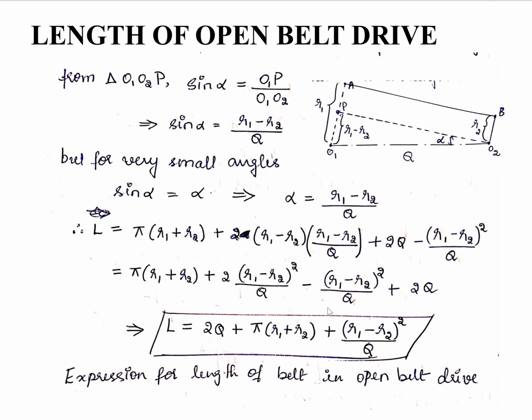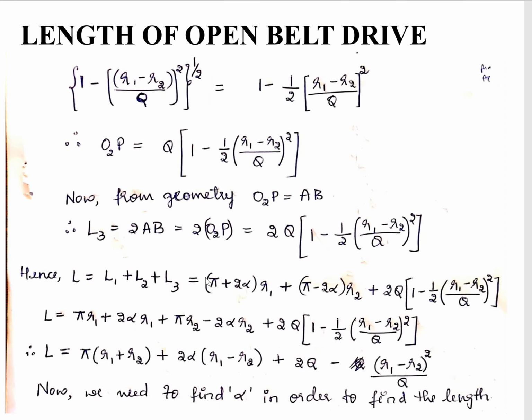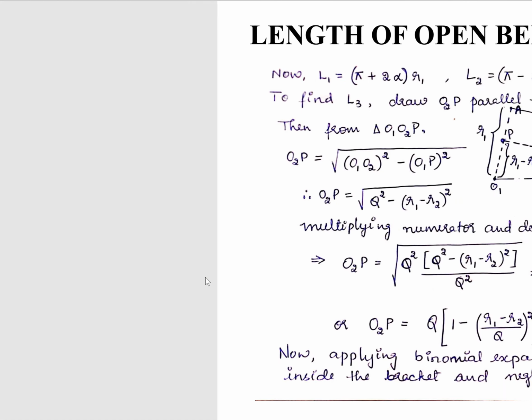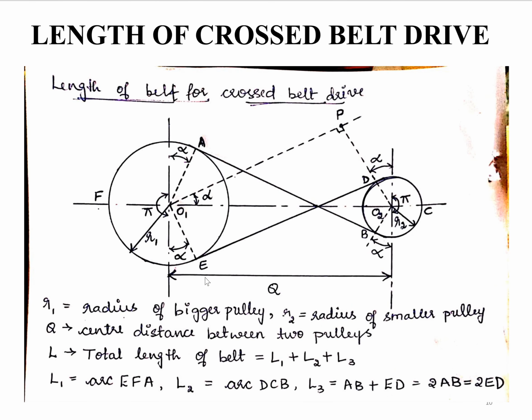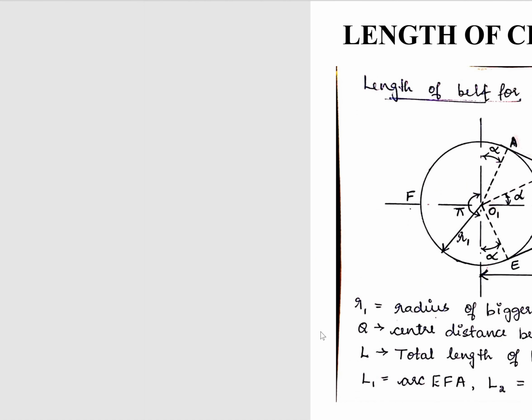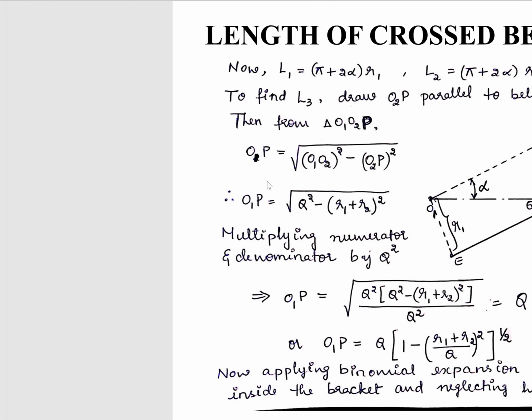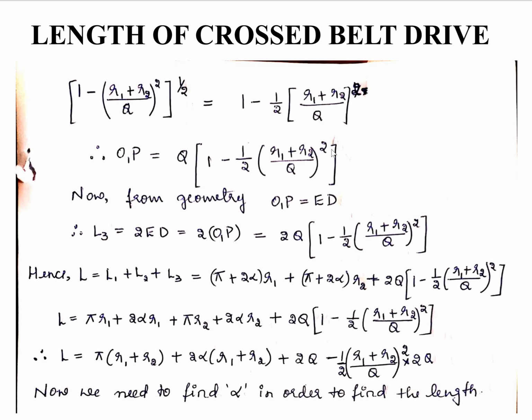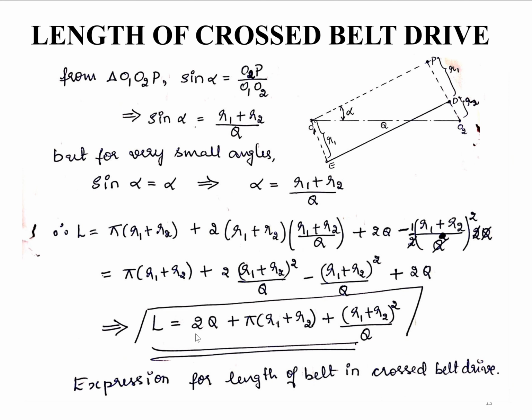Now similarly, if we do it for the length of a cross belt drive, what will be the varying thing is, in the case of a cross belt drive, in both the places we will have contact. In both the cases we will have 180 plus 2 alpha, and the equation will become R1 plus R2 whole square by Q. The same procedure as done here can be followed, but finally we will get length equal to 2Q plus pi into R1 plus R2 plus R1 plus R2 by Q whole square.